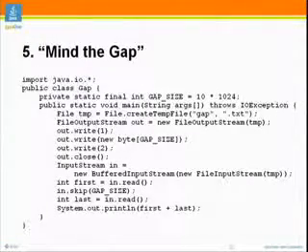Now I have one for you. Mind the gap. So we're going to write out a file, and then we're going to read it back in, skipping over everything but the first and last byte, and see what the first and last byte were. And the question is, what does this program print?